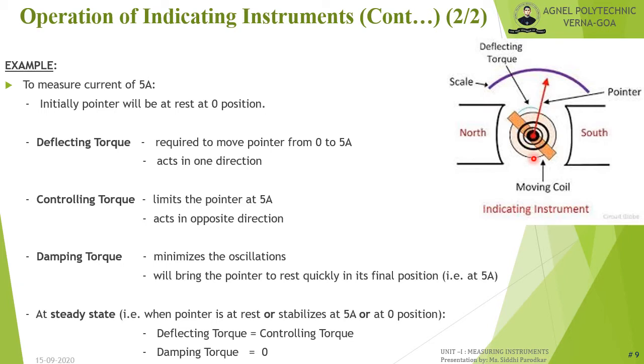When the pointer is at 0 or 5 amperes, that is, it is steady, then the deflecting torque and the controlling torque will be equal. Similarly, the damping torque will be 0 when the pointer stabilizes itself at 5 amperes, that is, when it is steady.